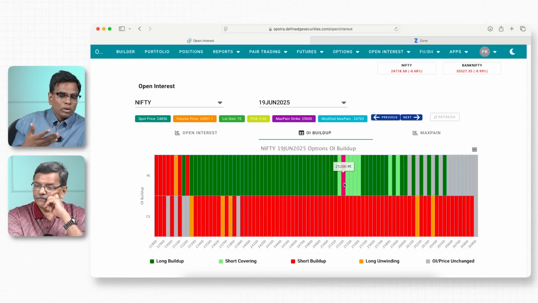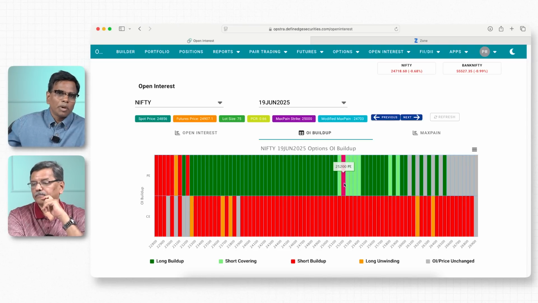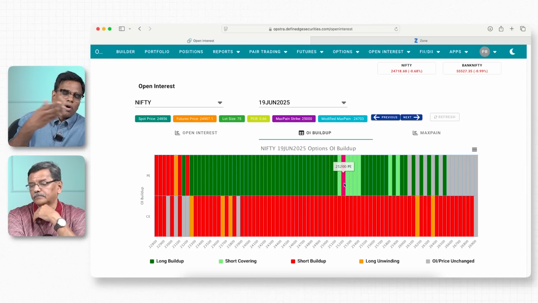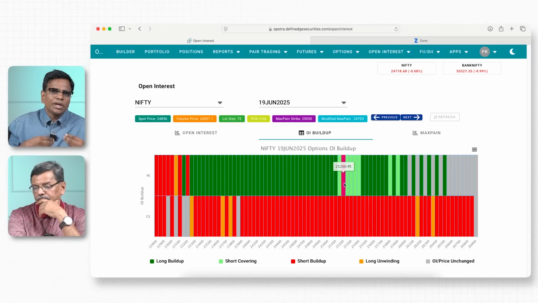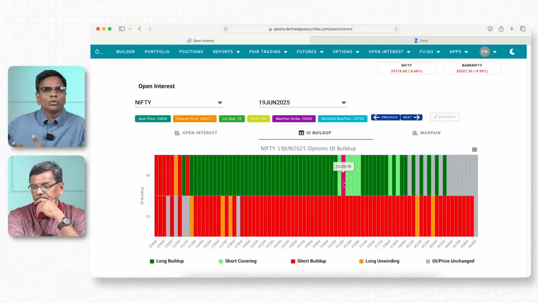So that's how you can look at this OI build-up and get an understanding of what is happening in the market at each and every strike price. Is there any pattern? Are all the options behaving in the same way or in a different way? So you can make an educated guess, like, is it going to be sideways, or bearish, or bullish?